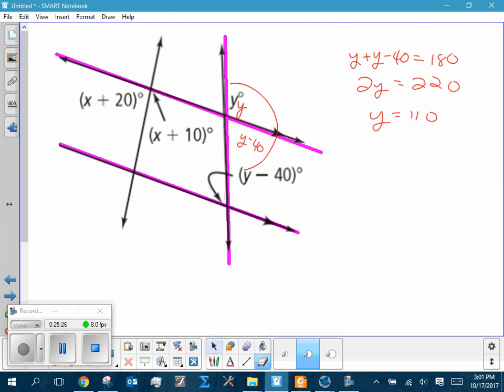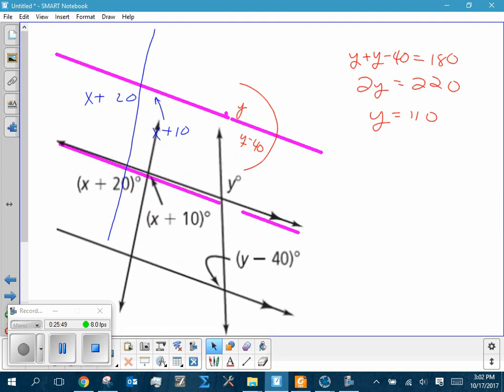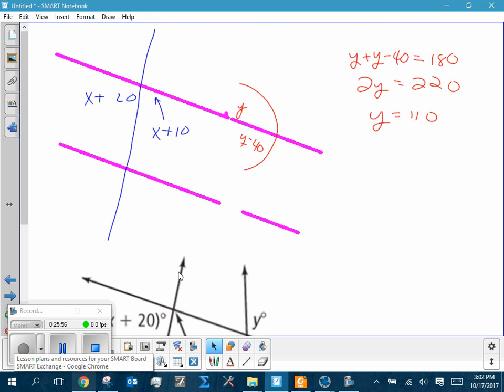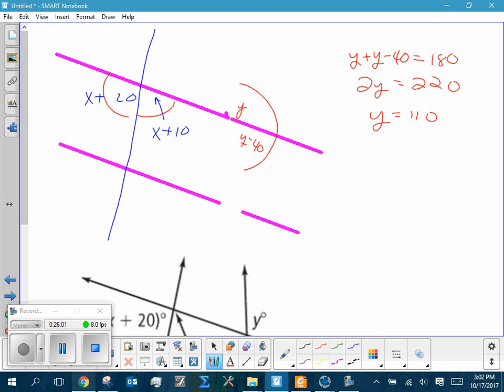But we have another transversal, right? We can look at that blue transversal, okay? And we've got x plus 20 here, and we've got x plus 10, and that angle there, if I remove the picture again, maybe. Okay, so that angle there was x plus 20. That one was x plus 10. What's the relationship between those two?